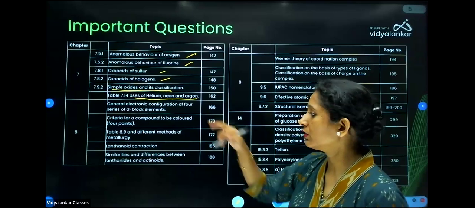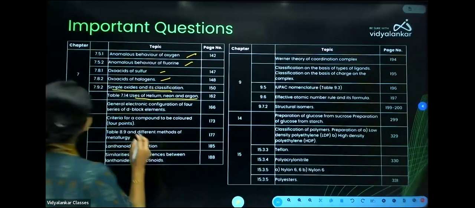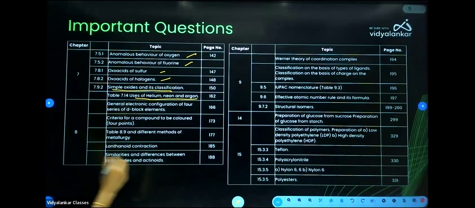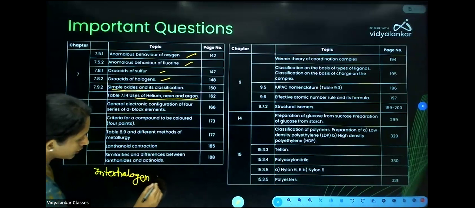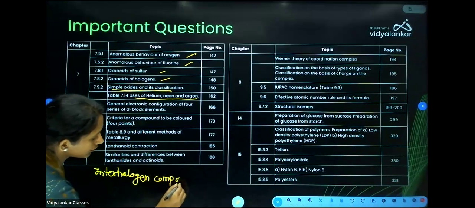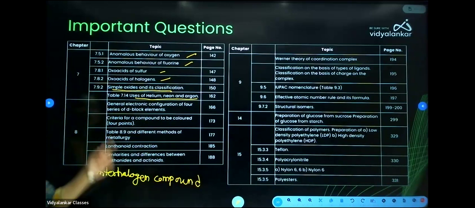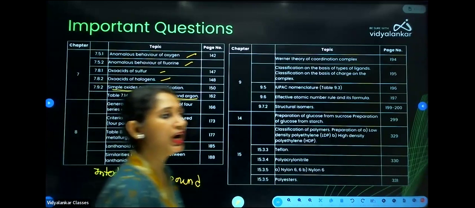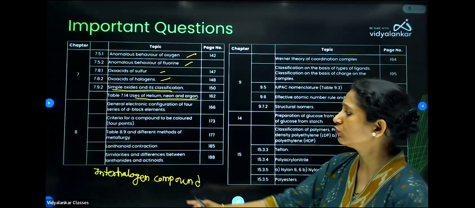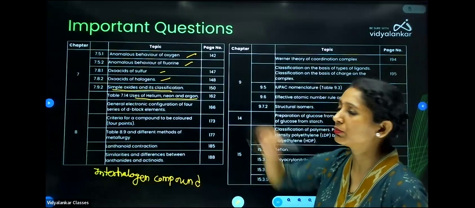Okay, with this I would like to add one more topic for the chapter, that is interhalogen compounds. So do not skip this topic as well from chapter number 7, interhalogen compounds. Study this properly. Here again, a definition is given for the interhalogen compounds, and overall the topic is important. Do not skip this topic from chapter number 7.